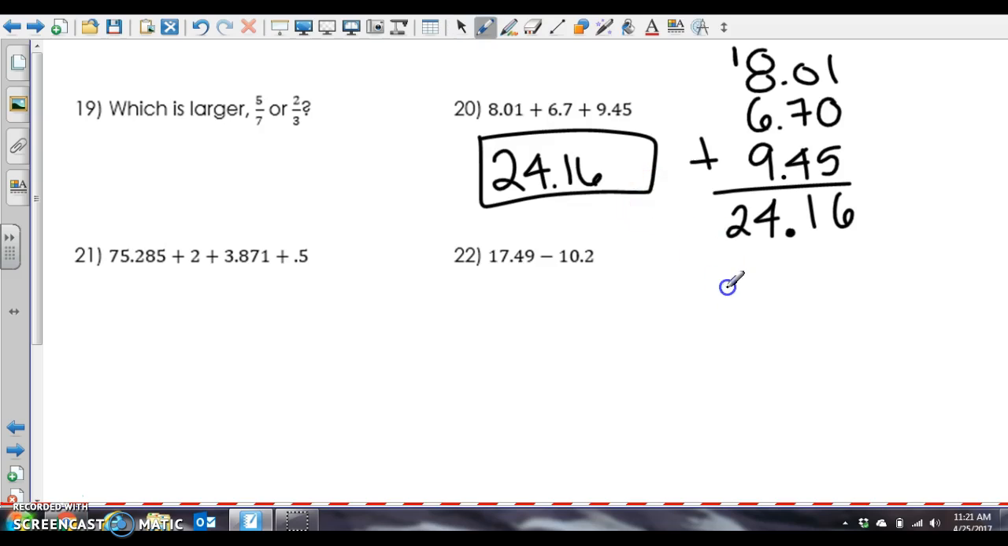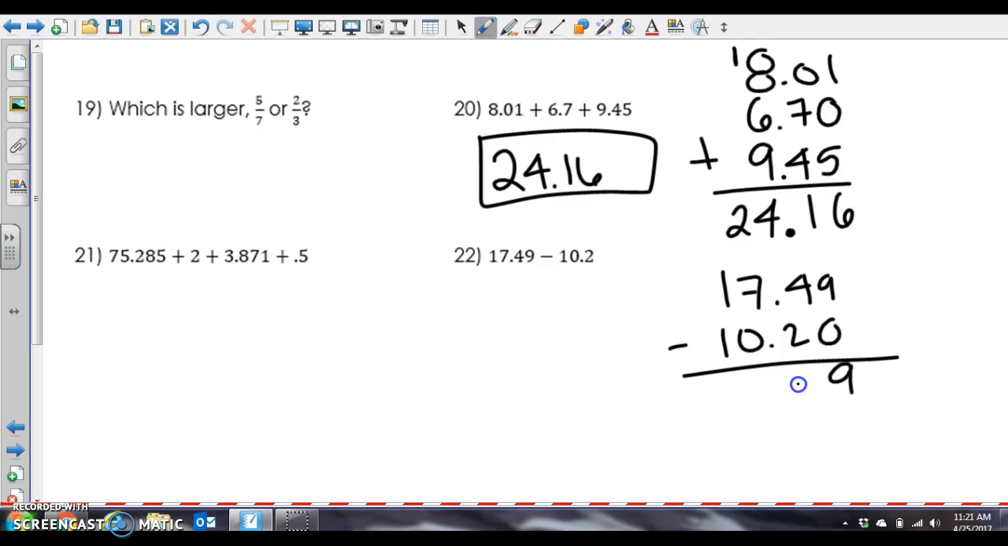For 22, when you subtract, it's 17.49 minus 10.2. Make sure your decimals match up. You put a 0 here. You subtract straight down, and that's your answer. So 9 minus 0 is 9. 4 minus 2 is 2. Keep the decimal. 17 minus 10 is 7. And that's your final answer. Those should be pretty simple.